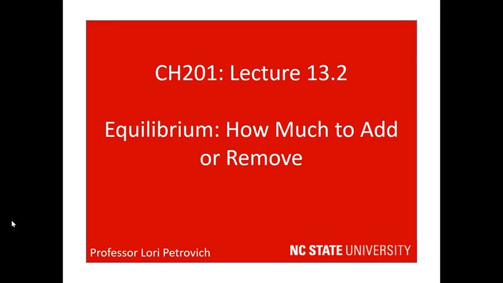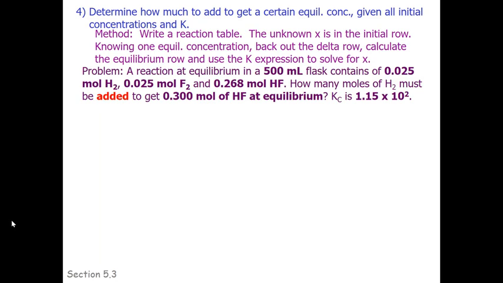In the second part of Lecture 13, we'll look at a different type of equilibrium problem that asks us how much to add or remove to a system at equilibrium. Here's our example problem. A reaction at equilibrium in a 500 ml flask contains 0.025 moles of H2, 0.025 moles of F2, and 0.268 moles of HF. How many moles of H2 must be added to get 0.300 moles of HF at equilibrium?